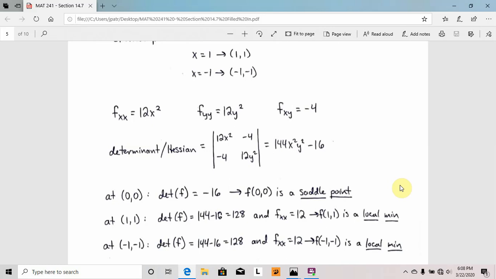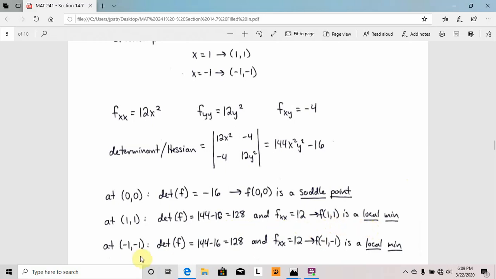Then the other 2 points, at 1, 1, you get a positive determinant because you'd end up with 144 minus 16, which is 128. And then the second partial with respect to x, you have 12 times 1 squared, so that's just 12. So then that's positive. So that means that f of 1, 1 is going to be a local min.